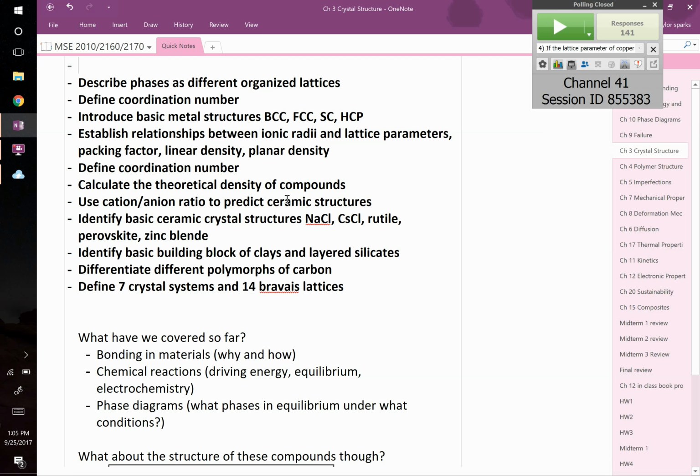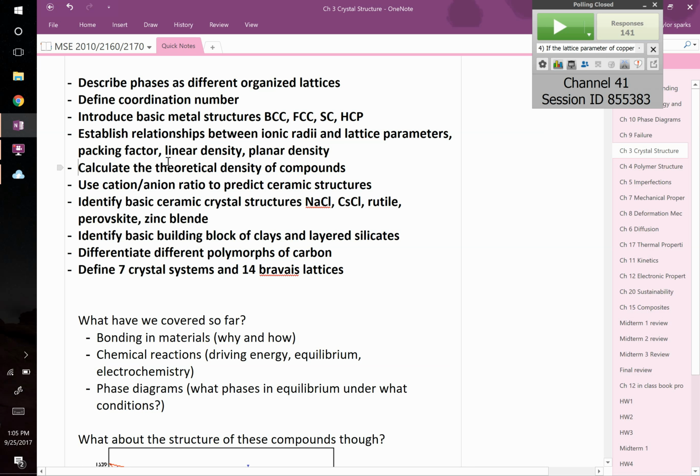We're not going to talk about 10,000 in this class. We'll talk about maybe 5, maybe 6, just the most simple, most common ones. We'll define what coordination number is. We'll introduce some of these basic ones, BCC, FCC, HCP. Importantly, we're going to establish relationships between the size of the atoms involved with the ions, and the size of the lattice that comes out of it. So bigger atoms, bigger lattice, but can we be more quantitative about it?